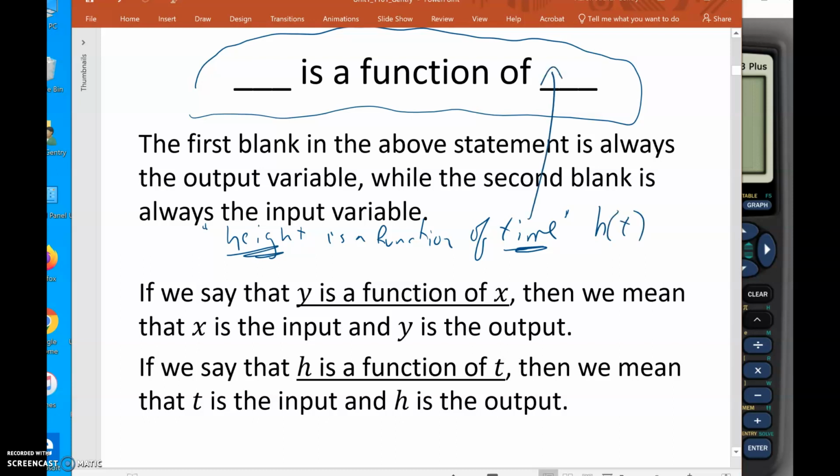So time would be here. That's the independent variable, and height is here, the dependent variable. So that's just an example. But the thing to take away from this is whenever you see a function written in words like this and you need to turn it into math, you've got to identify what's the input and what's the output. That's very important. And so the thing that comes last is the input, and the thing that comes first is the output. So output is a function of input. So always think of it like that. All right.